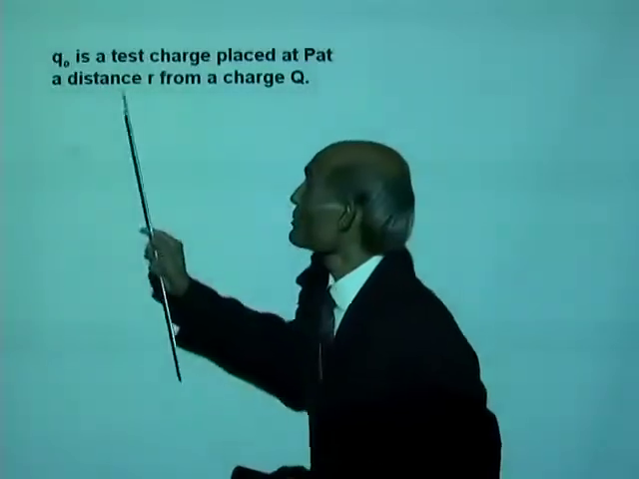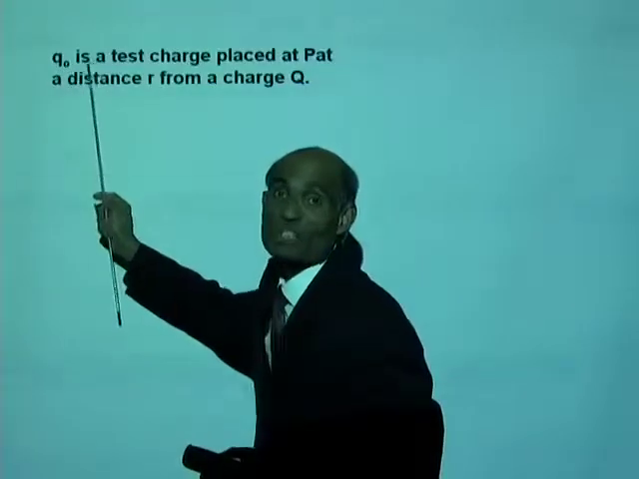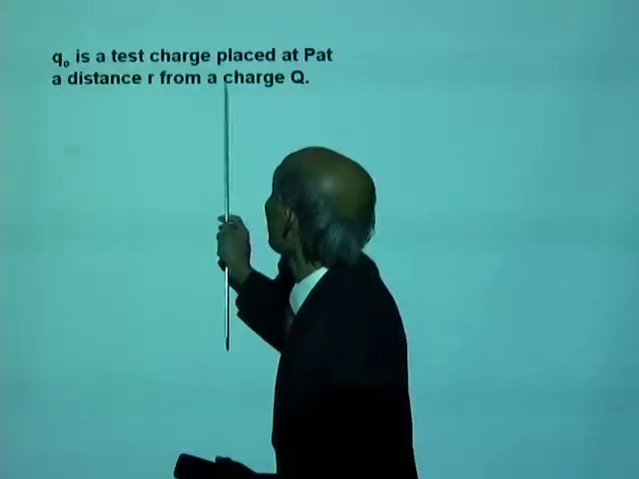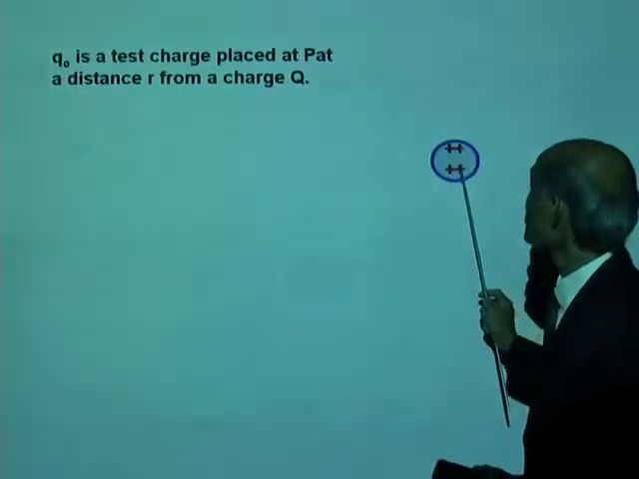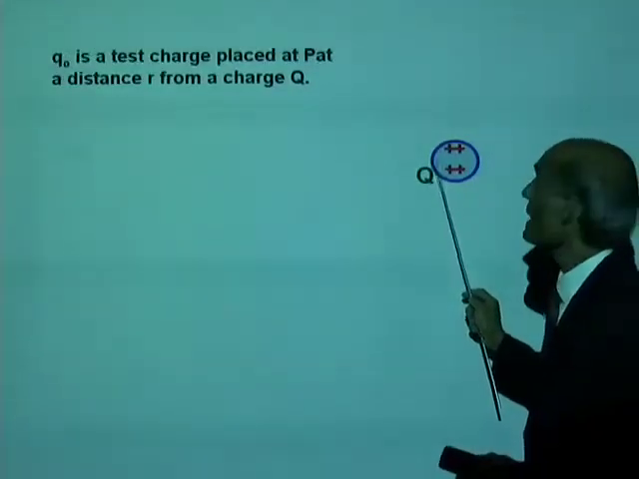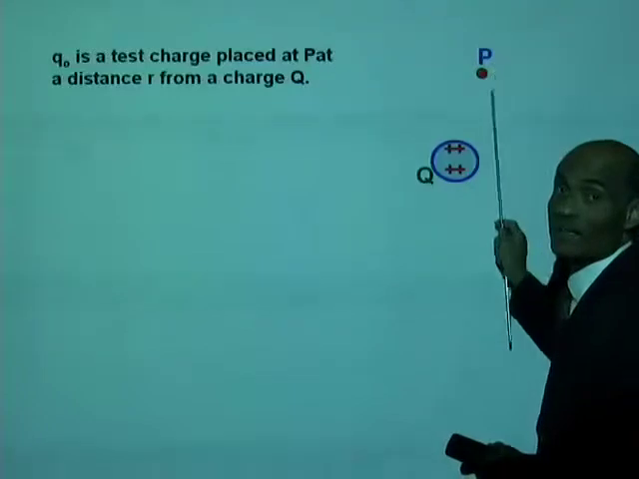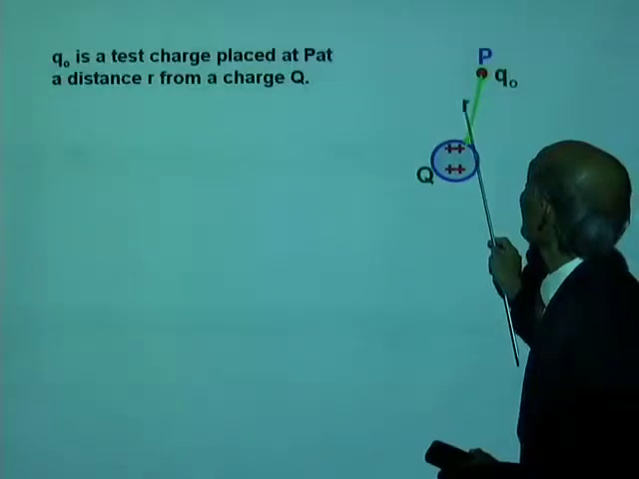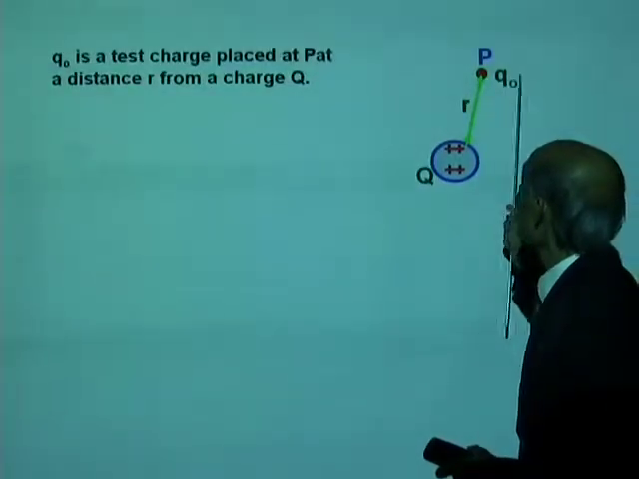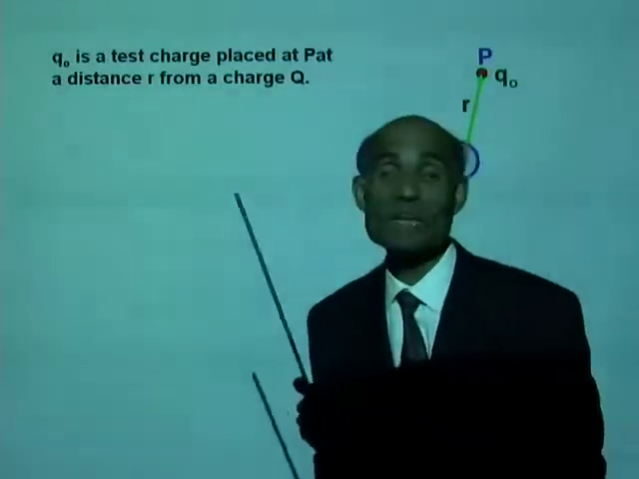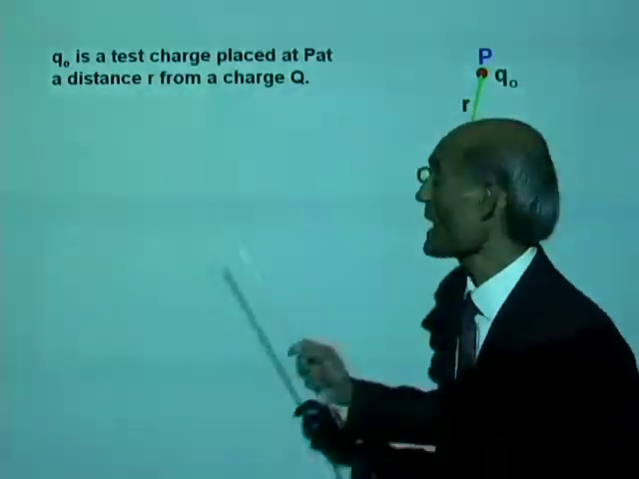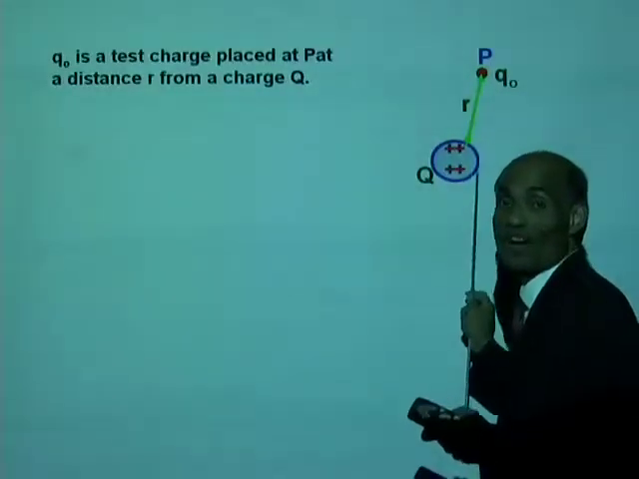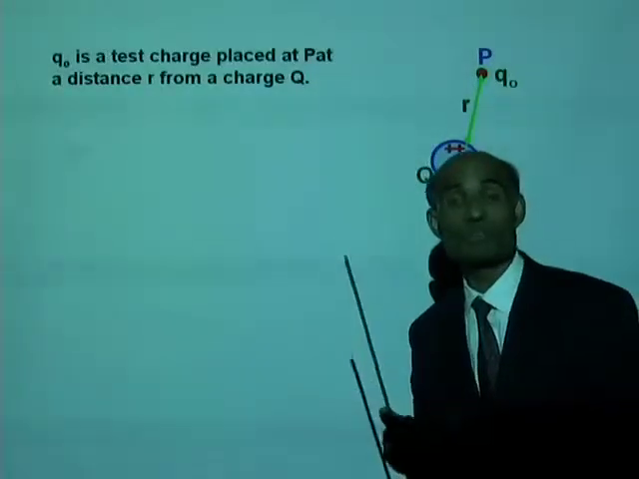Now, let's consider a charge Q0, which is a test charge, placed at a point P, distance r from a charge Q. Now, this is the charge Q. Alright, our point P is here, and point P is at a distance r. This distance is r, and we place a test charge Q0 there. And of course, remember, a test charge is a positive charge. That means this test charge will experience a force due to this charge Q. What is that force? Can you tell me?